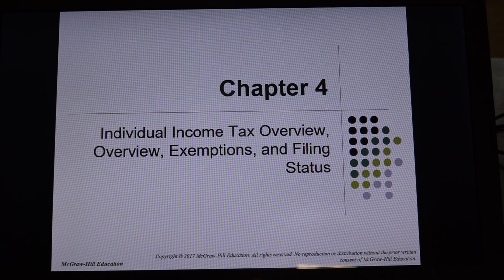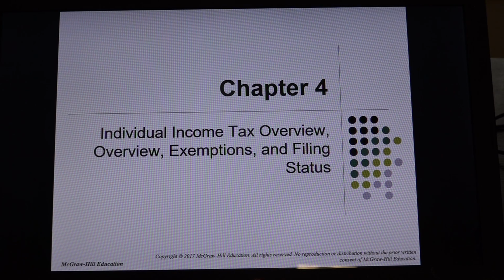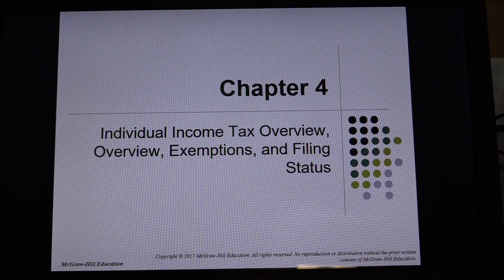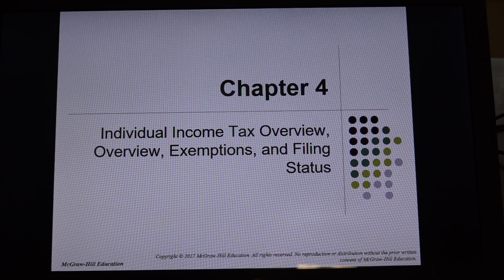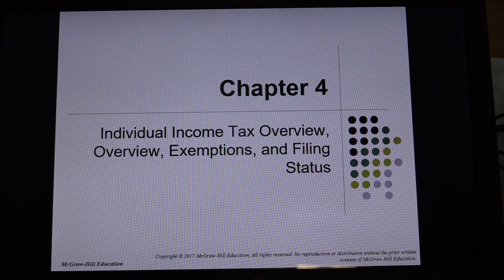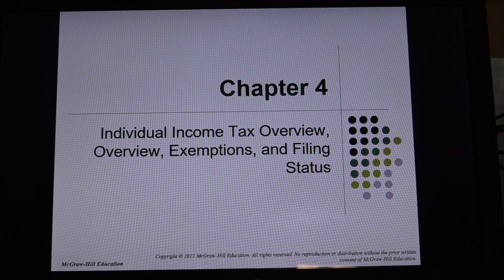All right, so chapter 4, we're going to get into several things. We'll really get into the meat of tax, starting in chapter 4, and how to determine certain things about an individual's income, taxable income, deductions and things like that, filing status, exemptions. So this is really where the good stuff starts.